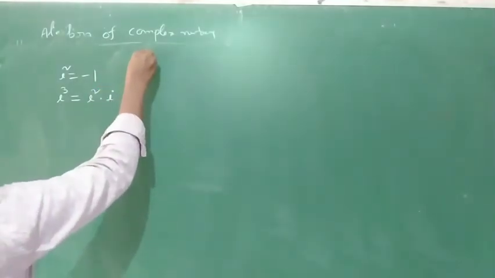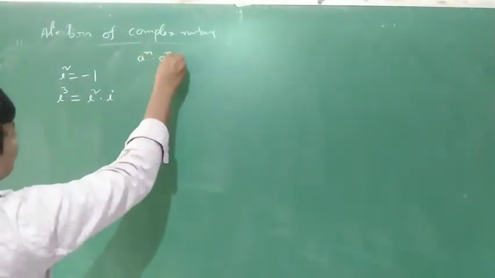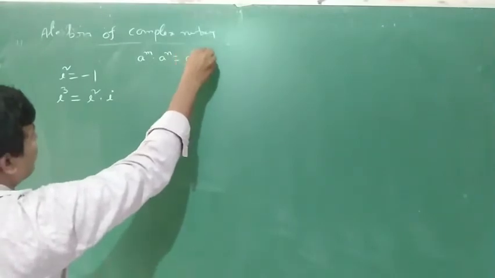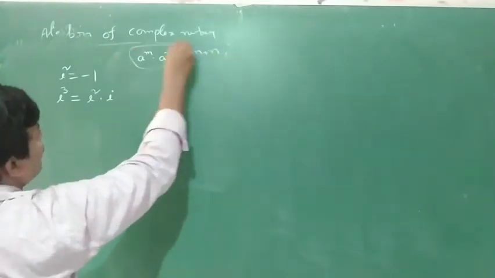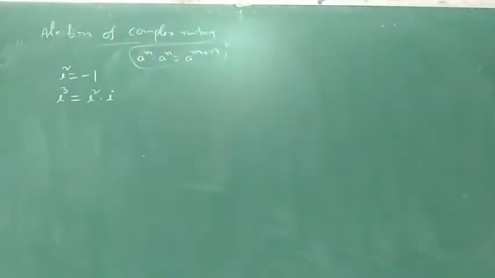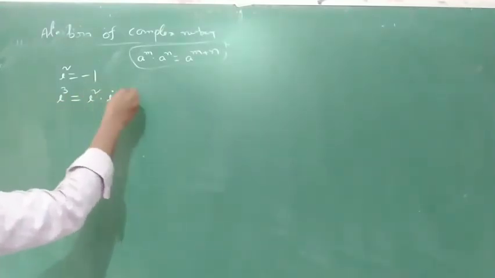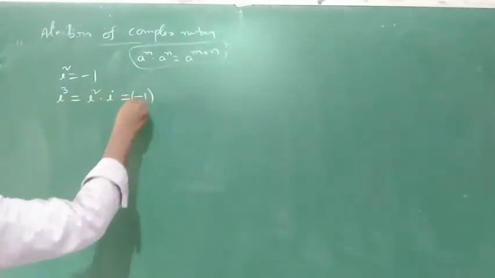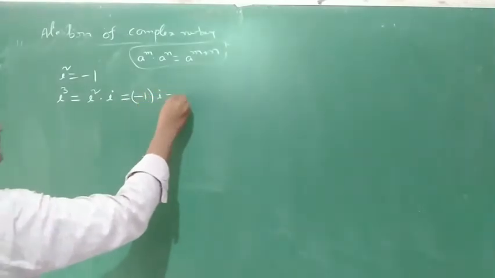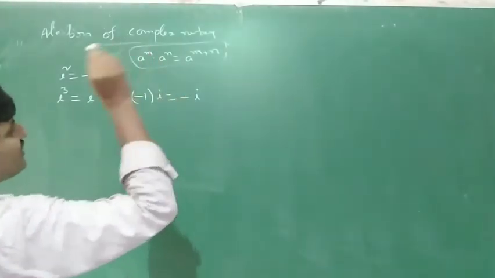a power m into a power n is equal to a power m plus n. So i square into i is equal to i cube. i square value minus 1 into i, that is equal to minus i.